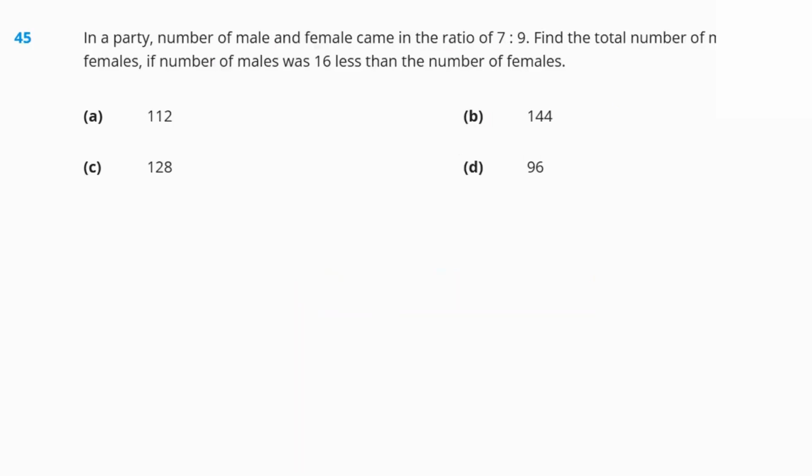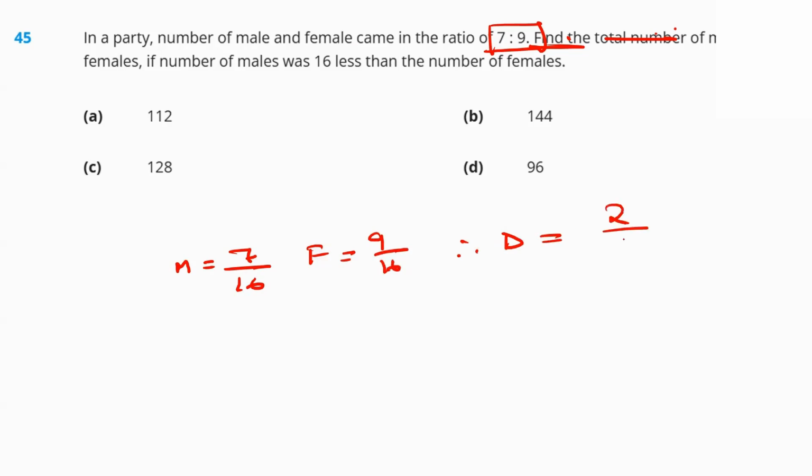Next, question number 45. In a party, the number of male and female came in the ratio of 7:9. Find the total number of males and females if the number of males was 16 less than the number of females. What is the difference in the ratio of both the males and females? Males are 7 out of 16, whereas females are 9 out of 16. So the difference among the male and female ratio is 2/16, which is equal to 16, because the question also says the number of males differ from the number of females by 16 in number. So what is the total number of people?